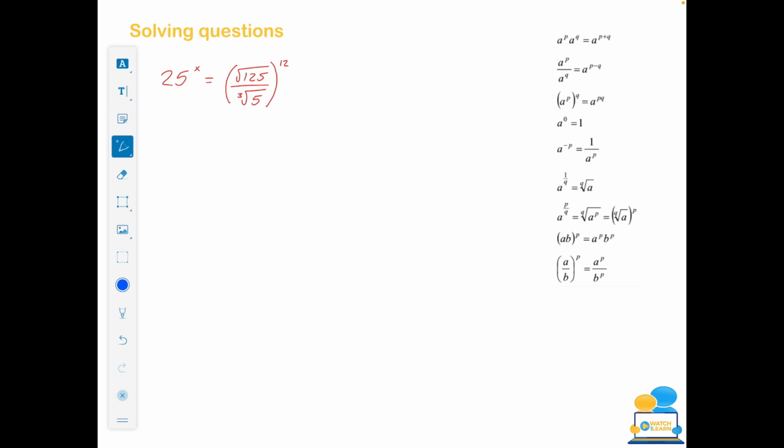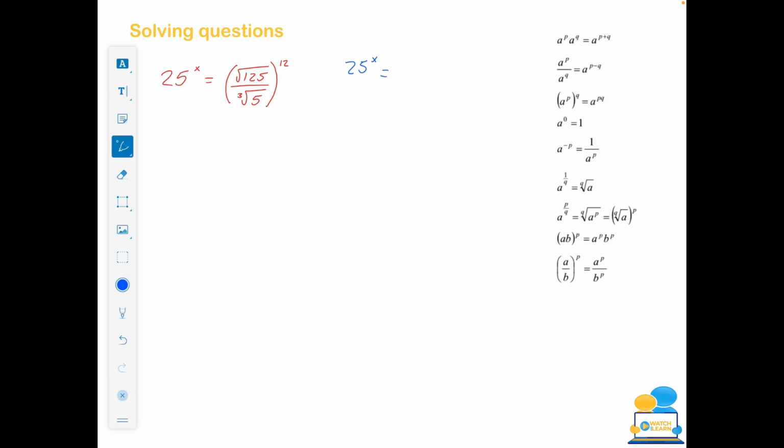Okay, so first thing when I look at this question, I see that there are different bases. So we have a 25, a 125 and a 5. So that's not going to work. So immediately I think, okay, I'm going to have to change them all to the same base. What will work? It's usually the smallest number that will work. So I'm going to change everything to base 5.